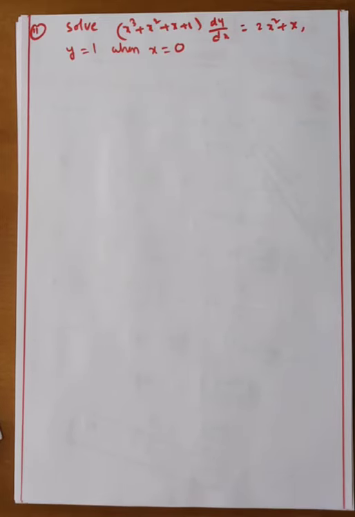Okay, my dear students, we are going to the next question. Question number 11. Solve (x cube plus x square plus x plus 1) into dy by dx is equal to 2x square plus x, where y is equal to 1 when x is equal to 0. Whenever this type is given, it is to find the value of the constant. After finding the solution of the given differential equation, we substitute these values, y is equal to 1 when x is equal to 0, and 100% we will get the value of c.